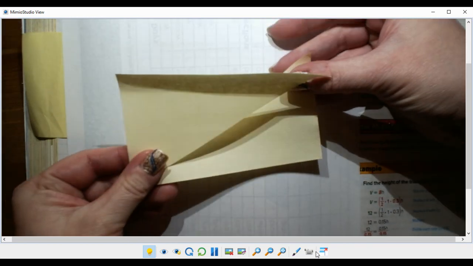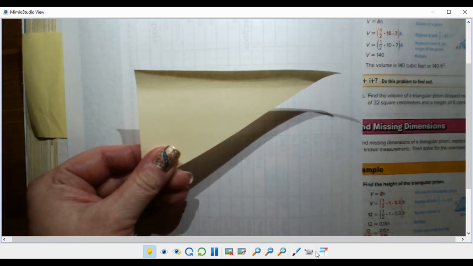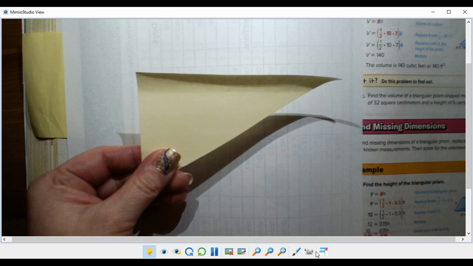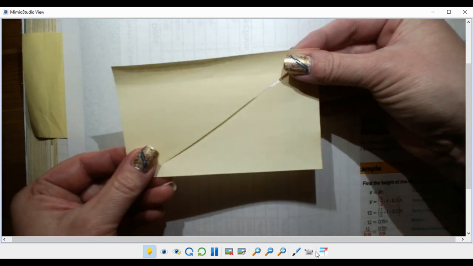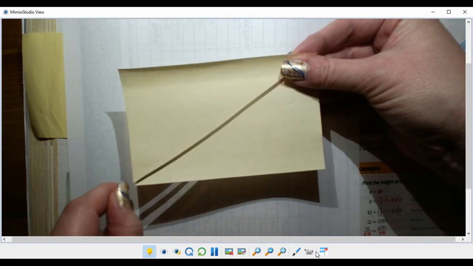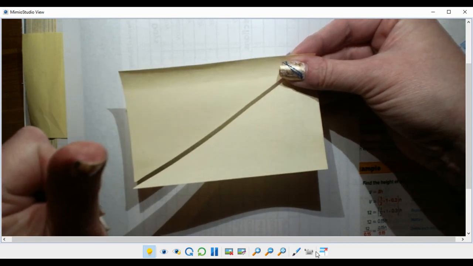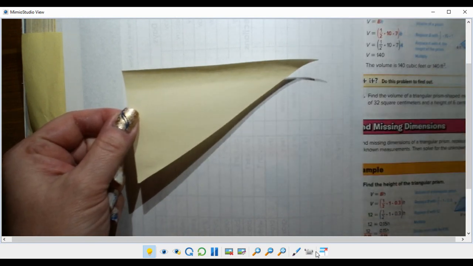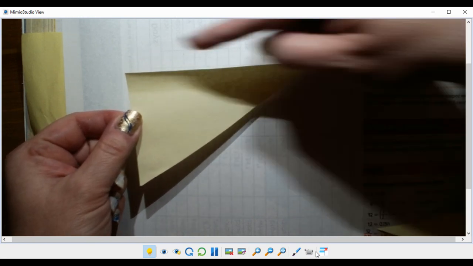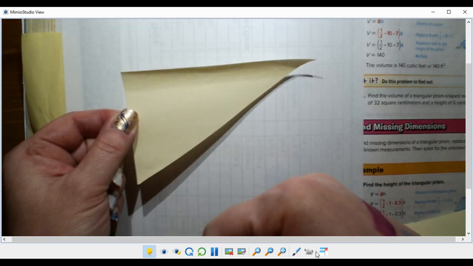So if that's length times width, and this is 1/2 times length times width, when we apply a third dimension, yesterday we talked about volume as being length times width times height. So what do you think a triangular prism is going to be? 1/2 times length times width times height.